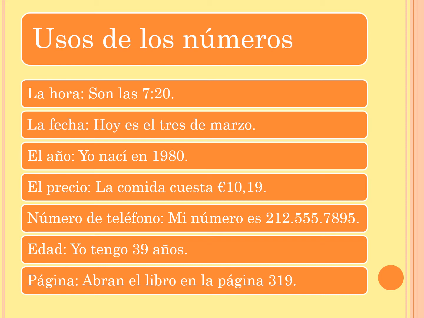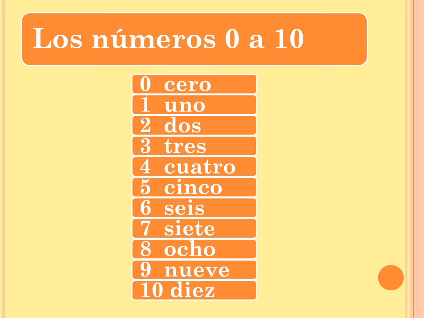The time, la hora, son las 7:20. The date, la fecha, hoy es el 3 de marzo. The year, el año, yo nací en 1980. El precio, la comida cuesta 10 euros con 19 centavos. Número de teléfono, mi número es 212-555-7895. Edad, yo tengo 39 años. Página, abran el libro en la página 319. Alright, let's get started with the numbers.